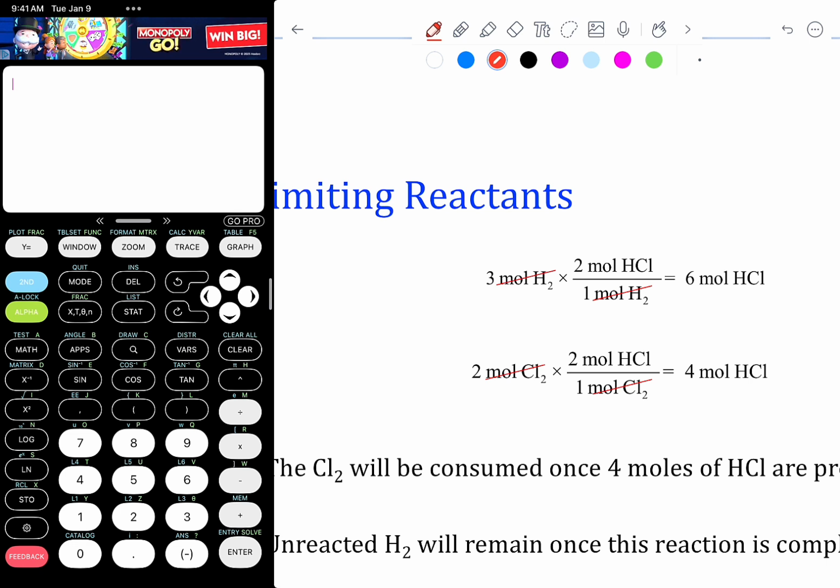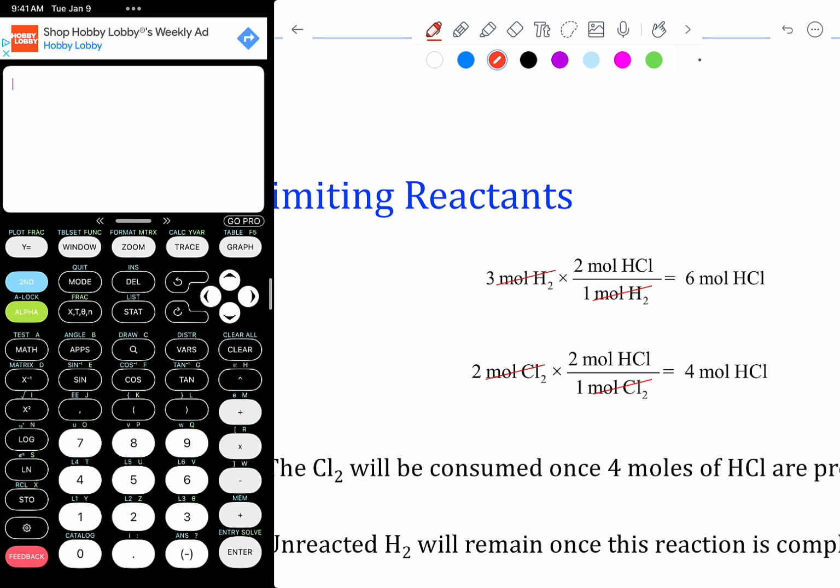So if I reacted all 3 moles of hydrogen gas, I would get out 6 moles of HCl. We can do the same thing for the 2 moles of Cl2, where we use our mole-to-mole ratio, again putting moles of Cl2 on the bottom to cancel out our units appropriately. And we get out that if we reacted all 2 moles of chlorine gas, we would get out 4 moles of HCl.